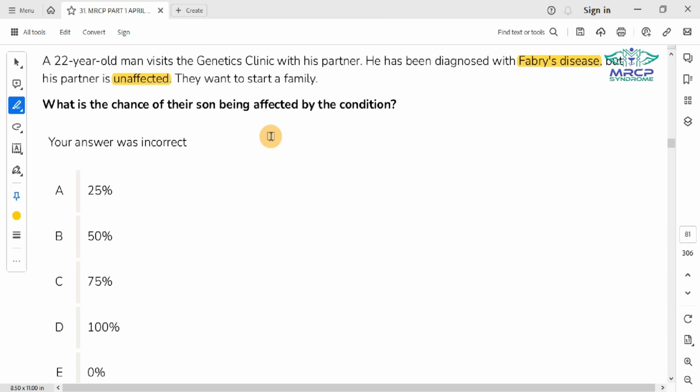So the son will inherit the Y chromosome from his father and the X chromosome from his mother. Since the mother is unaffected, she does not carry the defective X-linked gene. So ultimately, none of the sons would be affected. If the father is affected and the mother is normal, the chance of the son being affected is almost close to 0%, or less than 5%. In case of daughters, they have usually a 50% chance of inheriting the defective X chromosome from their father, becoming a carrier.